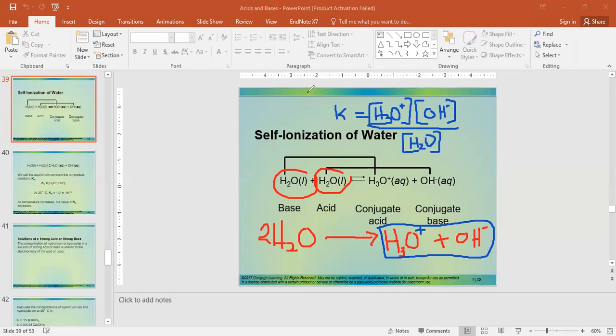And something I want to tell you here is, in this equation I've written, there's something we call the stoichiometric coefficients. These are the coefficients that we put for purposes of balancing the chemical equation. For example, for water, the stoichiometric coefficient is 2. For hydronium, the stoichiometric coefficient is 1. And for the hydroxyl ion, the stoichiometric coefficient is 1.